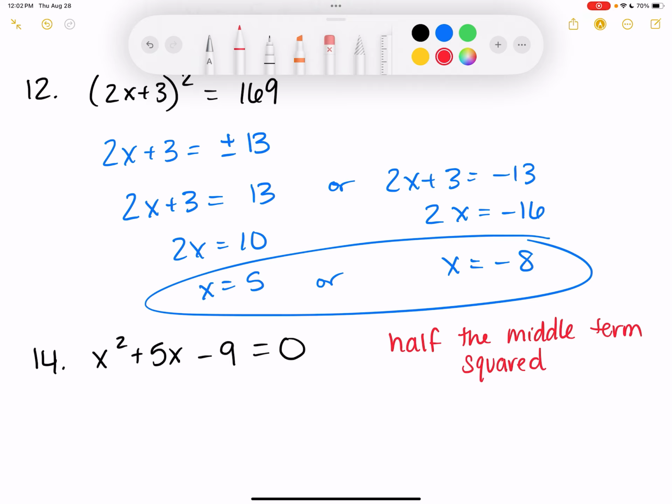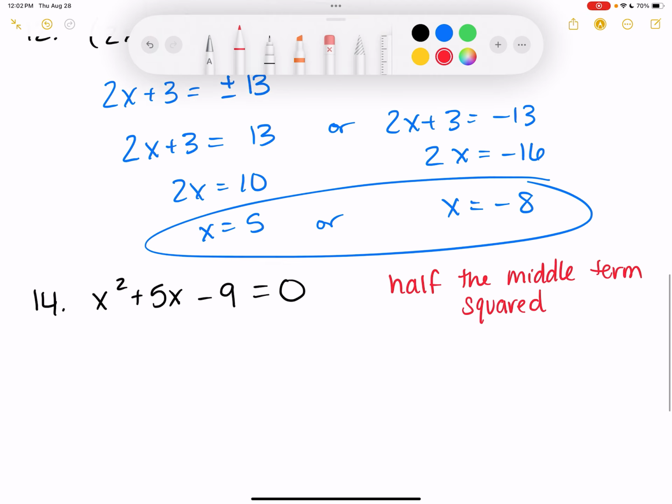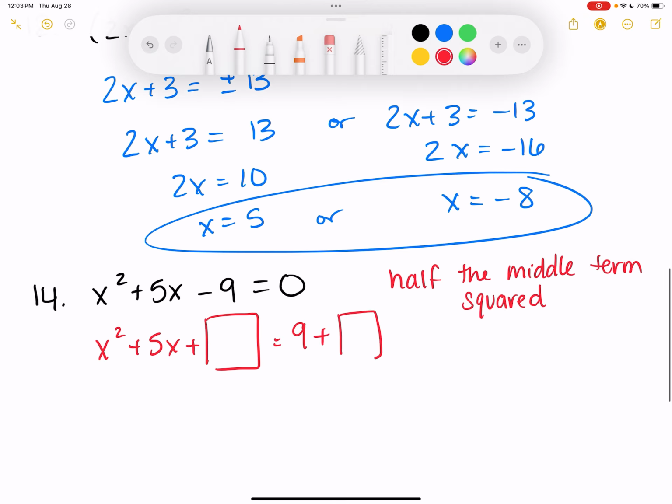square. Now, my next thing is going to be, okay, I'm going to move the 9 over, because we've got to move that to the other side to complete the square, because we're trying to make the left side a perfect square trinomial, okay? So I have x squared plus 5x, and then plus, remember we added a box, equals, we moved the 9 over. Whatever we do to one side, we got to do the other. So if I add a box over here, I've got to add a box over here.